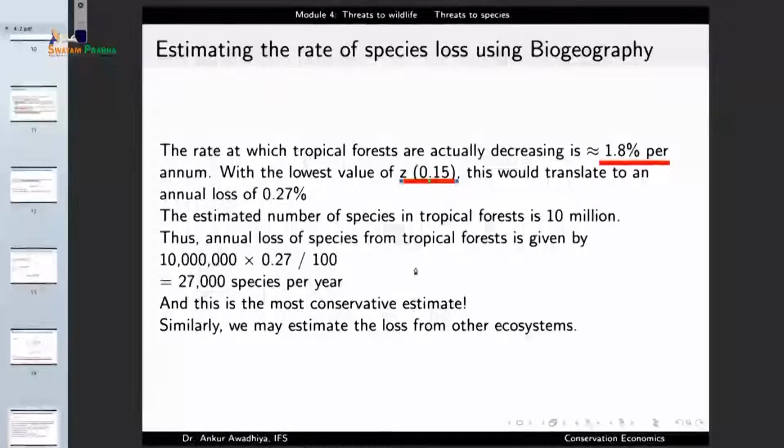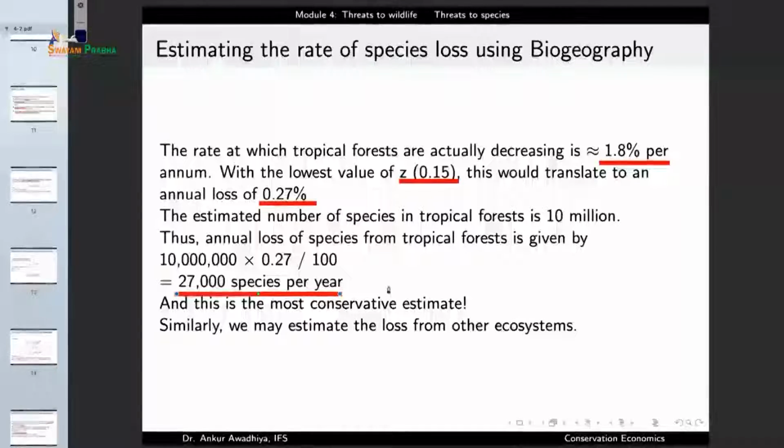Now, if you put both of these values into the equation, you will find that there is an annual loss of 0.27%. Now, an annual loss of 0.27% would look like a very small figure. But then the estimated number of species in the tropical forest is as high as 10 million. So we are having an annual loss of the species of 0.27% of 10 million, which is 27,000 species in a year.